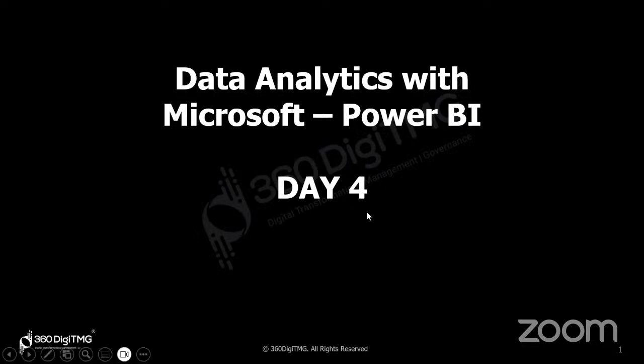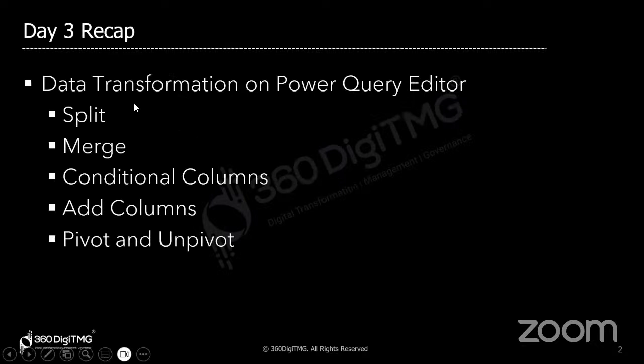Yesterday, in the previous session, we talked about some techniques to transform the data before we load it into our data model, meaning before we take it into Power BI Desktop and start visualizing it. A lot of things can be done in the Power Query editor. So we saw split, merge, how to create conditional columns, how to add columns by examples, and then pivot and unpivot options. These were covered in the previous video. You will find them there.